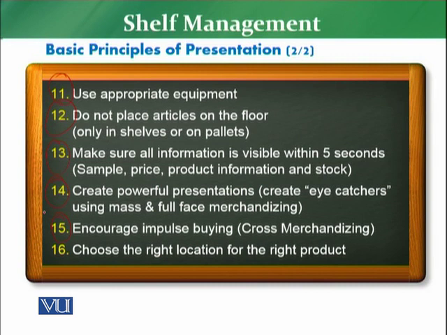So the 15th principle is about encouraging impulse buying. You need to take the cross-merchandising perspective into consideration and ensure that at the point of sale, you have all impulsive products. For example, chocolates, candies, cigarettes. All such products which are impulse buying should be very much there. And you also need to encourage, as the 15th principle of presentation, cross-merchandising.